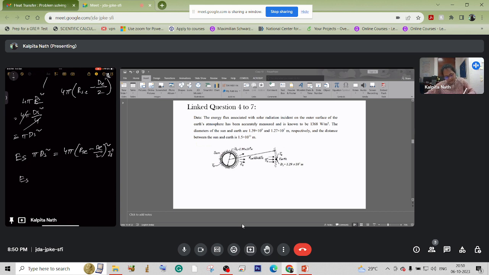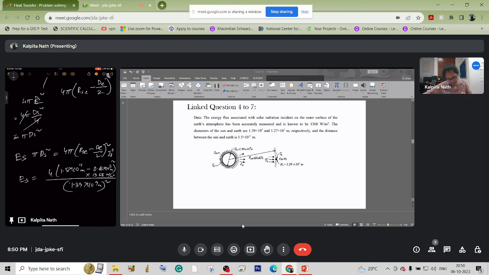So this is the emissive power of the sun, that is 4 into 1.5 into 10 to the power 11 meter minus 0.65 into 10 to the power 7 meter whole square, upon, into this is the radiation flux, that is 1368 watt per meter square. It's already given in the question, upon 1.39 into 10 to the power 9 meter whole square.